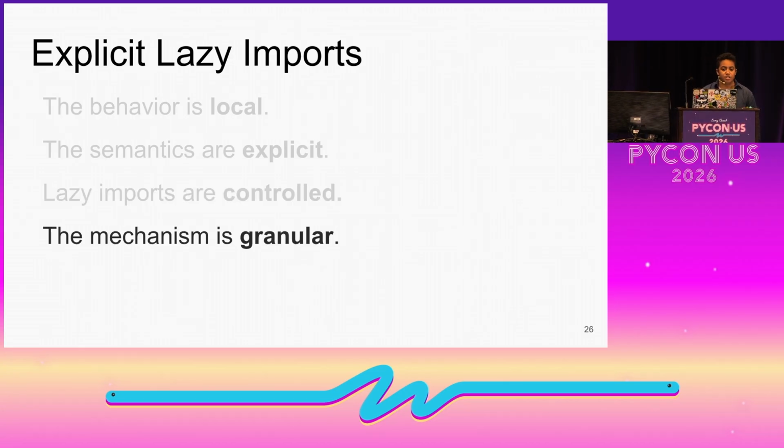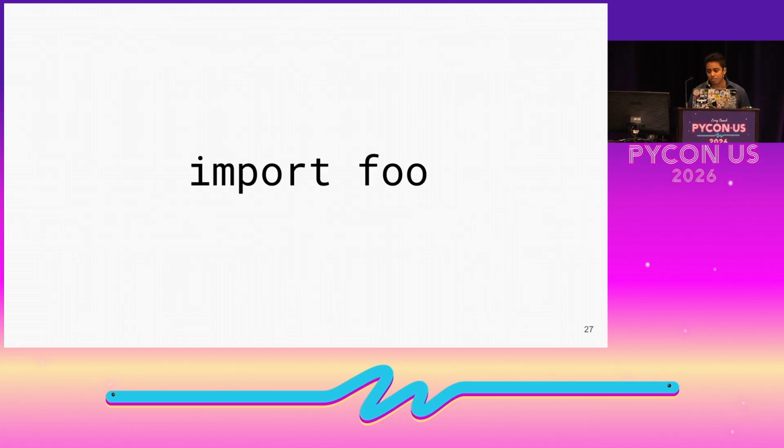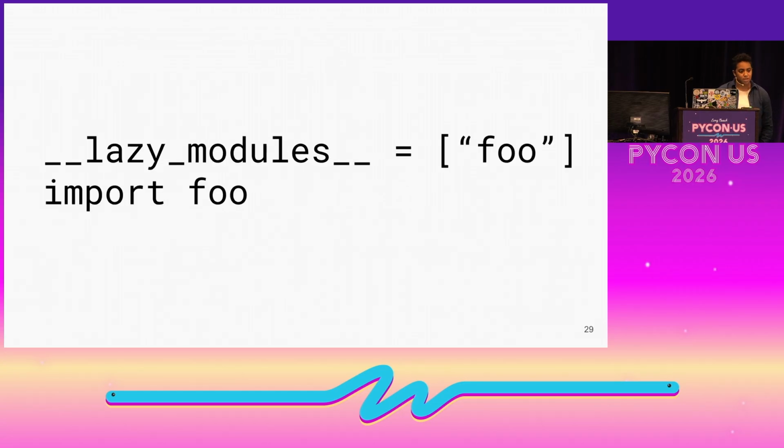And the mechanism is granular. Instead of a global flag that turns it on for the entire process, we've set it up such that you can adopt it incrementally, as you see fit. We want the experience of lazy imports to be optional, progressive, and truly adaptable to the needs of each project. So, in Python 3.15, making an import lazy is as easy as prefixing your existing import statement with the newly introduced soft keyword, lazy. And in case you're already wondering, what about backwards compatibility?